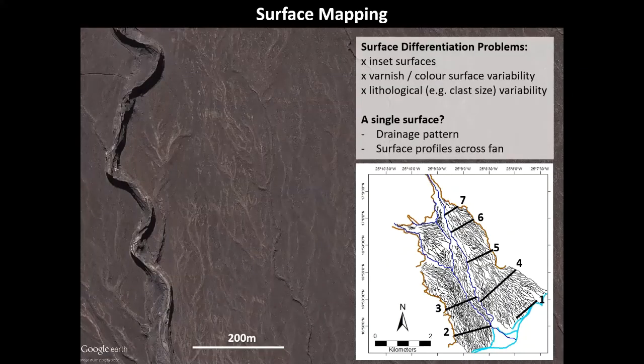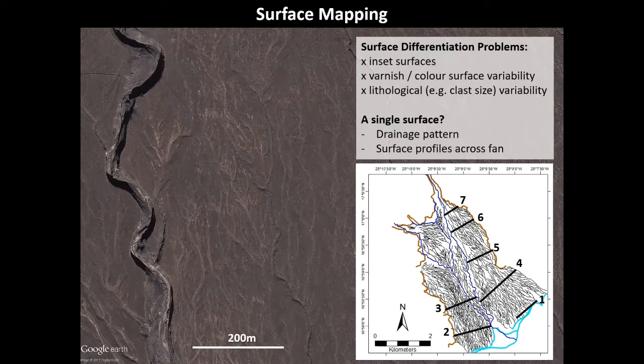We are doing surface mapping, but this was not easy at the beginning. There are a lot of inherited surfaces. There is varnish on the clasts connected with the wind and the hot temperatures that we have here, and with the basalt clasts that we have. And there is a color surface variability that is not easy to understand, and a lithological variability that is not well understood by imaging. Our questions in the beginning were whether we had a single surface or different surfaces, 1, 2, 3, 4 lobes.